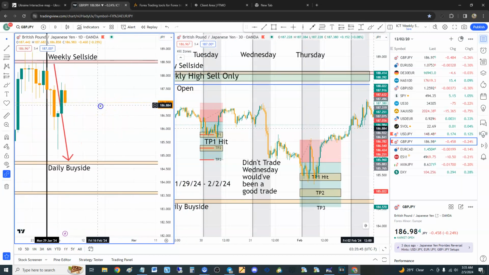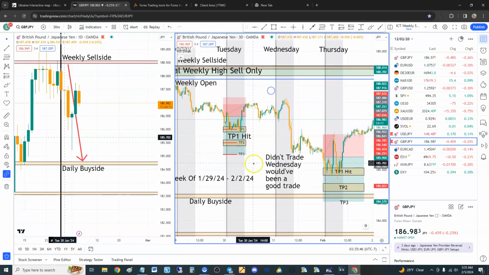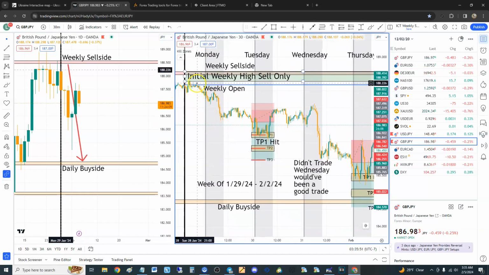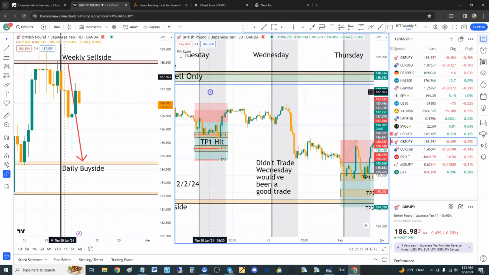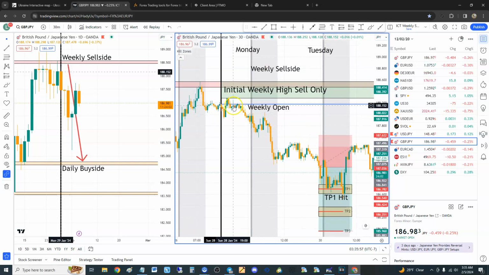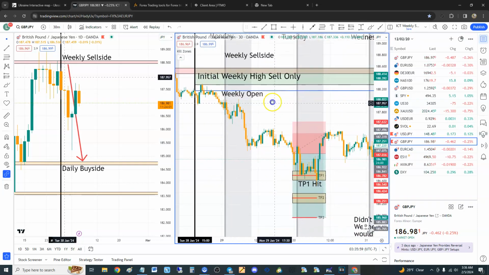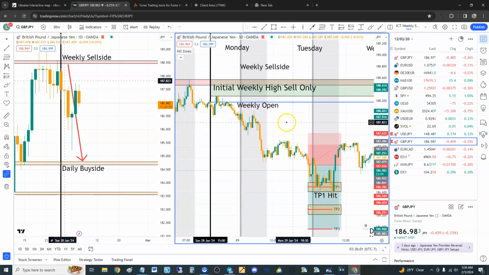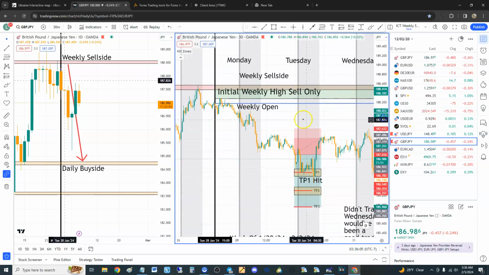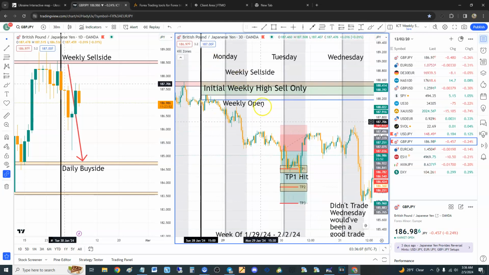So if you notice, when we go to Monday over here, what we do is we plot the weekly open. And here, I'm zooming in, we have the weekly open here. This is where the week opened. And basically you get to see what's going to happen on Monday. We don't trade Monday. Monday's the day where we get to see the full picture. But on Monday I saw that it bounced off the top.